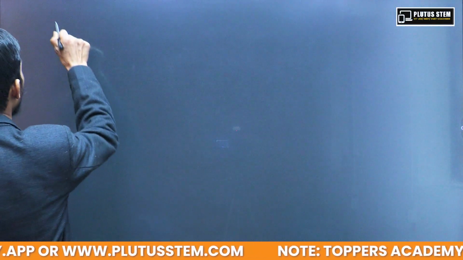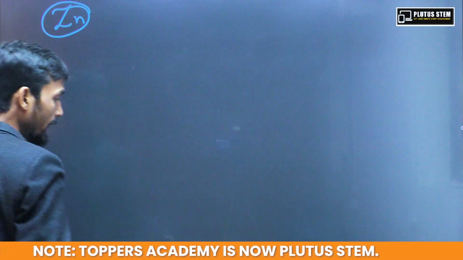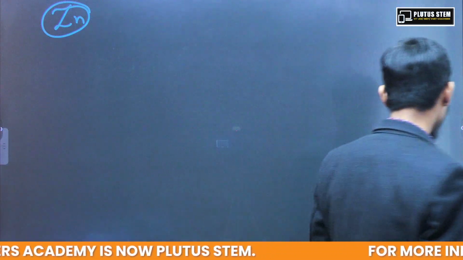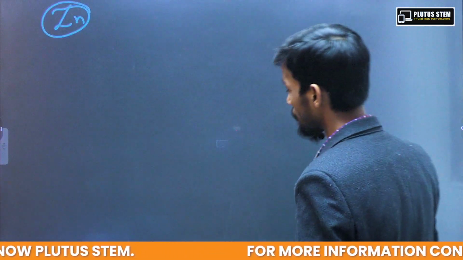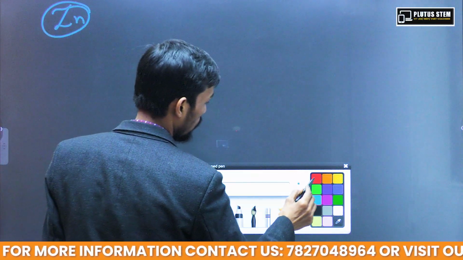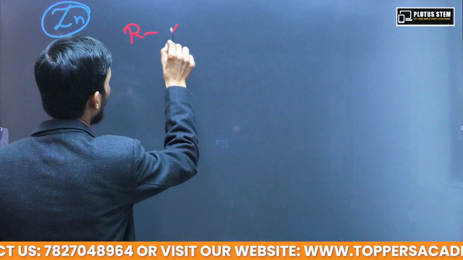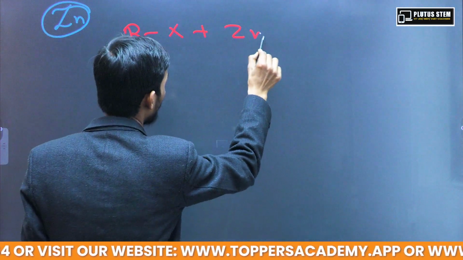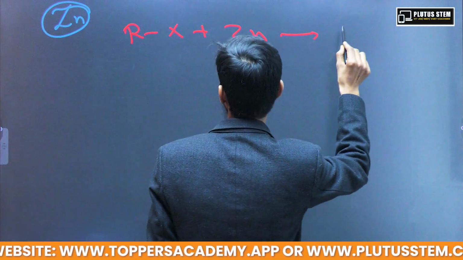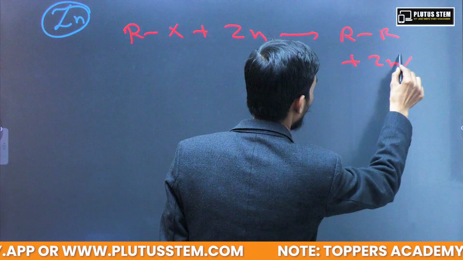So now we will be seeing another reaction, that is the reaction with zinc metal. In Na we are going to have 2 sodium, because sodium is having 1 electron in its outer shell, but zinc is having 2 electrons. That is why when RX reacts with zinc, only 1 zinc is needed and it will give R-R plus ZnX2.